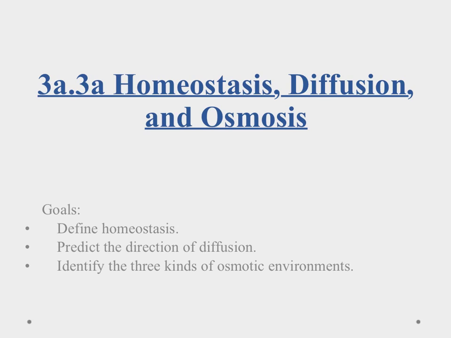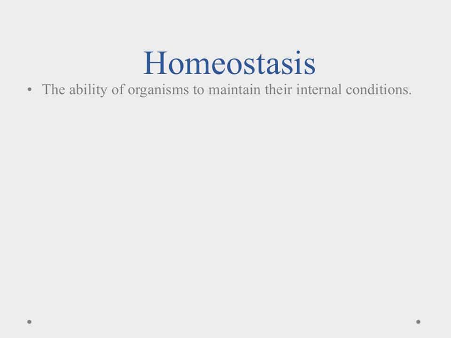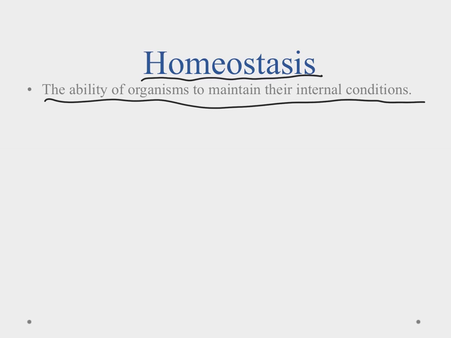So let's get started. Okay, first thing we're going to talk about is homeostasis. And homeostasis by definition is the ability of an organism to maintain their internal conditions. And it's a little more than that. It's the ability of an organism to maintain its body at the optimal conditions for life.